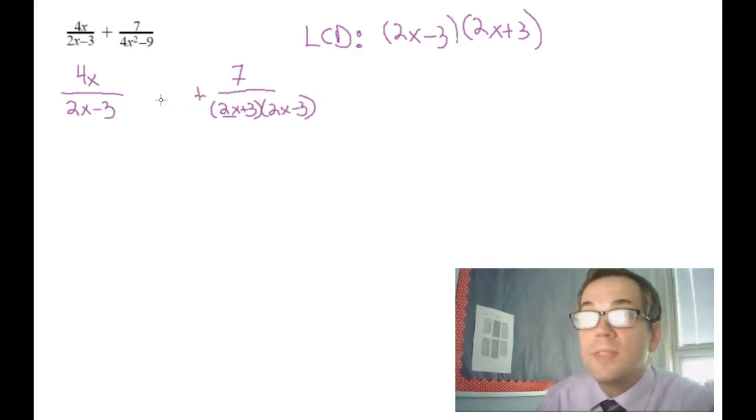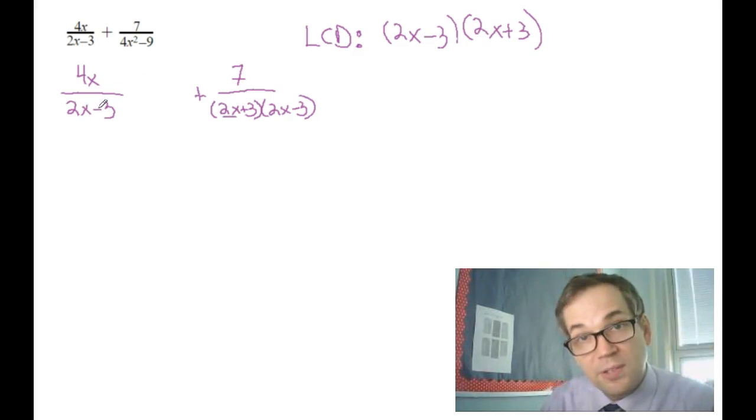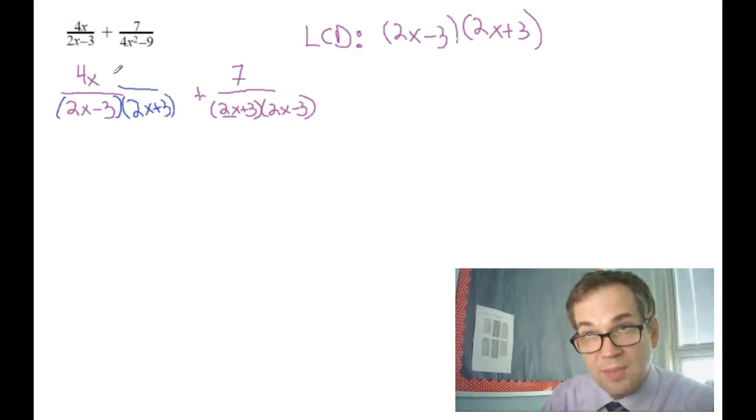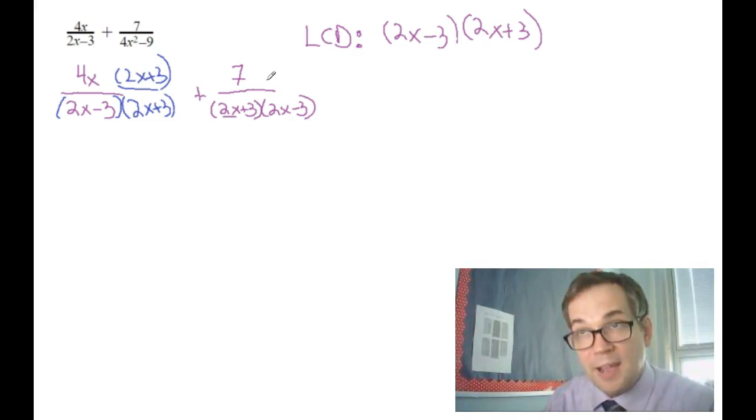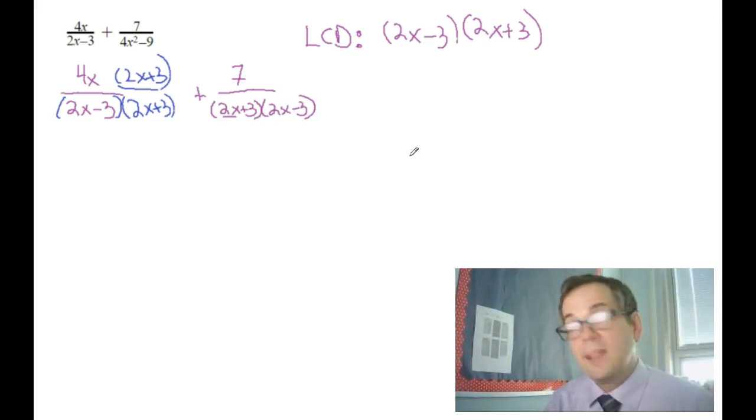So this denominator is 2x minus 3. It's supposed to look like this. It doesn't take a genius to figure out that what it's missing is a 2x plus 3. So what I'm going to do is give the bottom a 2x plus 3, and if I give the bottom one, I've got to give the top one as well. On this second fraction, the LCD should have all the same pieces that this has, and they're identical, so I don't need to add anything.